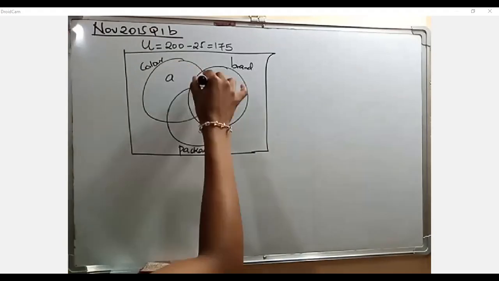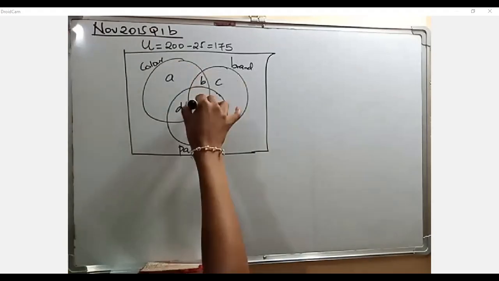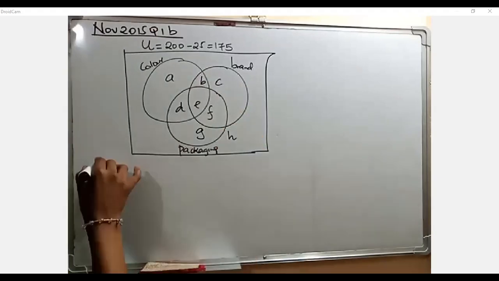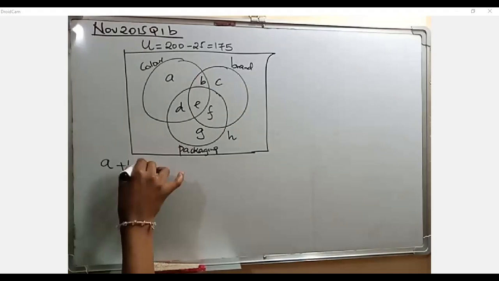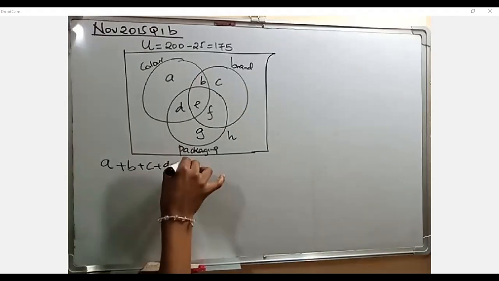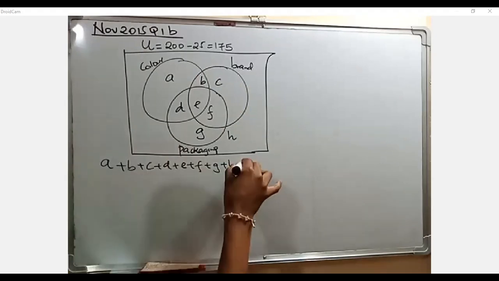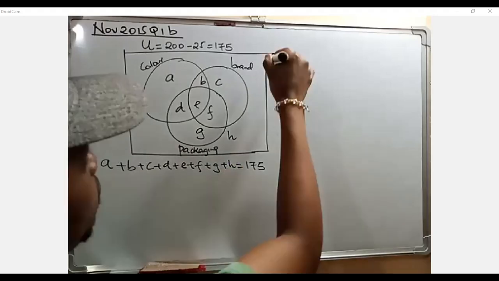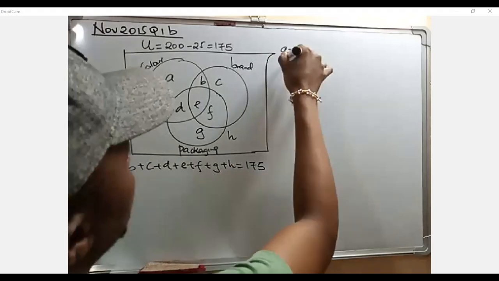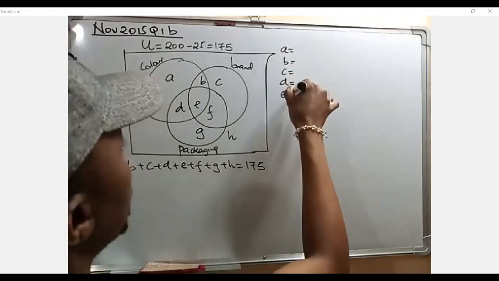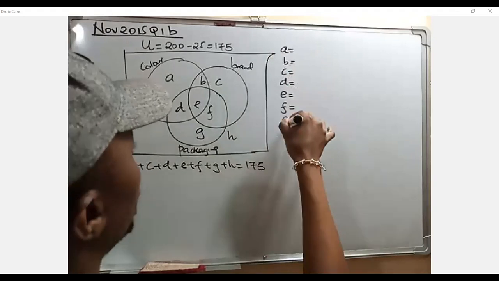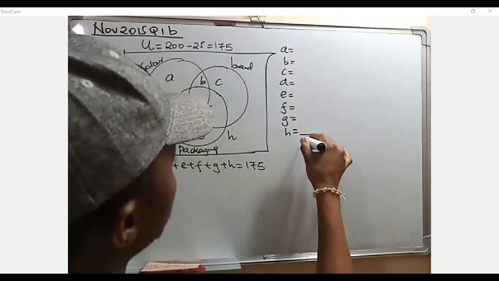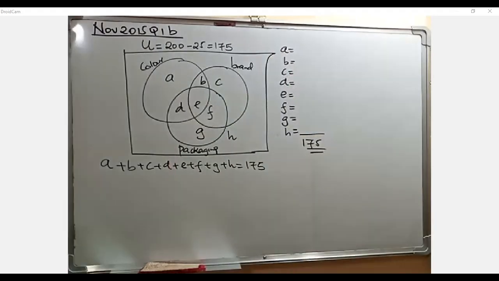We have our A, B, C, D, E, F, we have our G, and then we have our H there. So it means if I align them here, A plus B plus C plus D plus E plus F plus G plus H should be equal to 175. The total that we are going to be getting should be equivalent to 175.